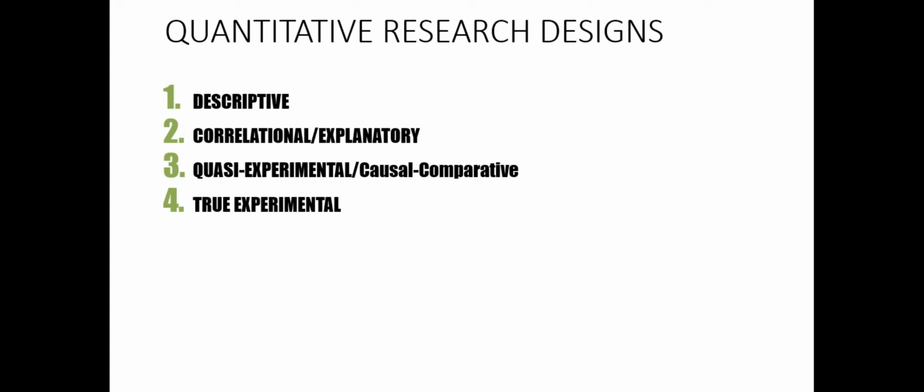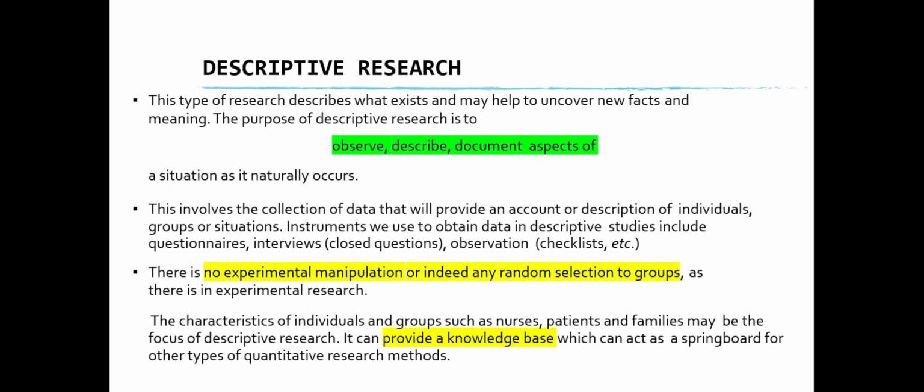So, we have 4 levels. The first one is descriptive research, followed by correlational or explanatory research. Third is quasi-experimental or causal comparative researches. And finally, we have experimental, or in some books, to emphasize its being experimental in nature, they call it true experimental.